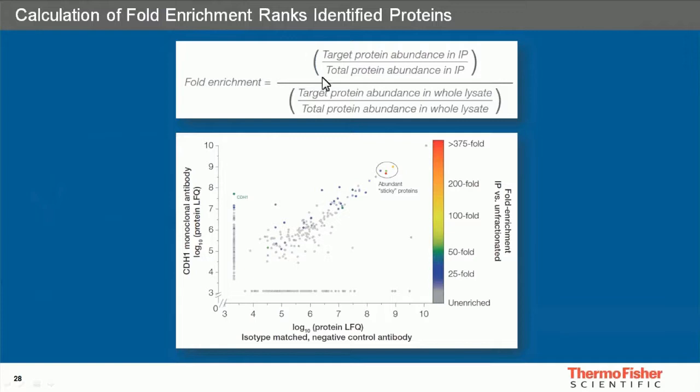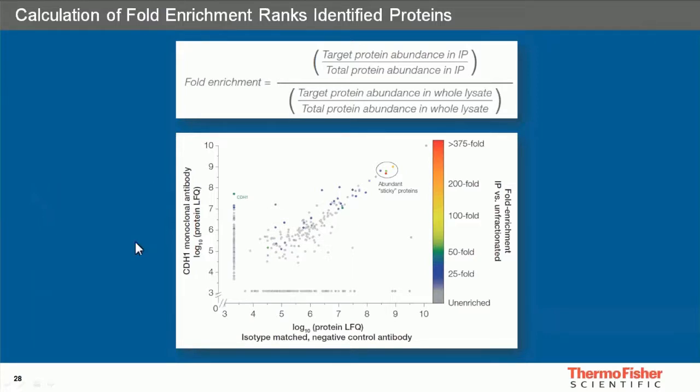We have the LFQ value here, and then we look at the total protein abundance in IP, and then TP53 abundance in a whole cell lysate, because we know from the deep proteome data what the relative abundance of TP53 is in that lysate, and then take the total protein abundance in a whole cell lysate.